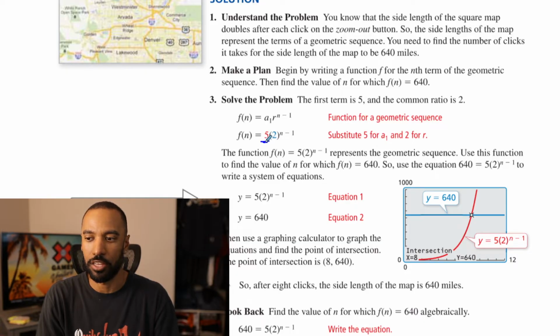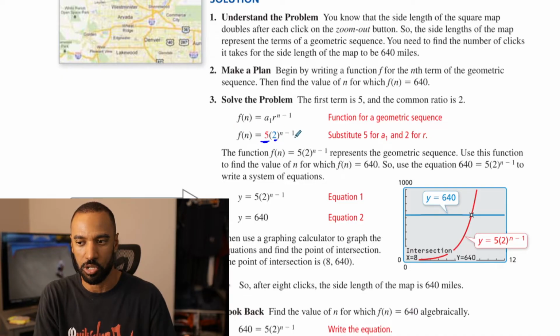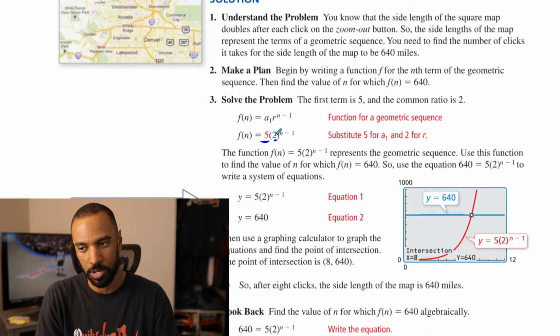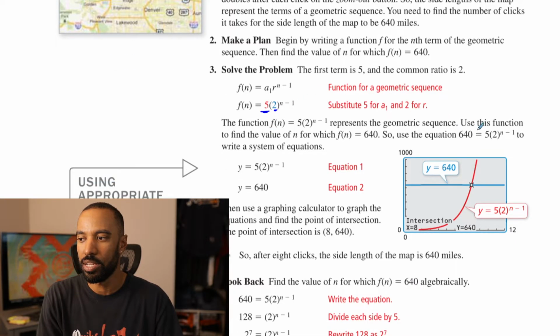If 5 is the value of the first term, the number of clicks, and 2 is the common ratio because it doubles each time, that's our setup for this thing. They did use function notation on this. It's whatever, a sub n or f of n. But now we're going to set 640 on this side equal to that.